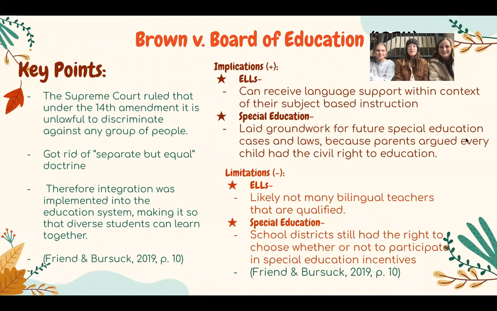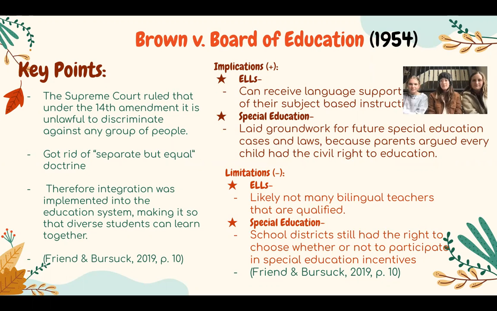Okay, so the first case is Brown versus Board of Education, and it happened in 1954. What happened is that the Supreme Court ruled under the 14th Amendment that it was unlawful to discriminate against any group of people, as in separate people because of their race in schools. So it got rid of the separate but equal doctrine, and it caused integration into the education system. And so some implications for this when it comes to ELLs is that it doesn't matter what your native language is, you still deserve the right to education.